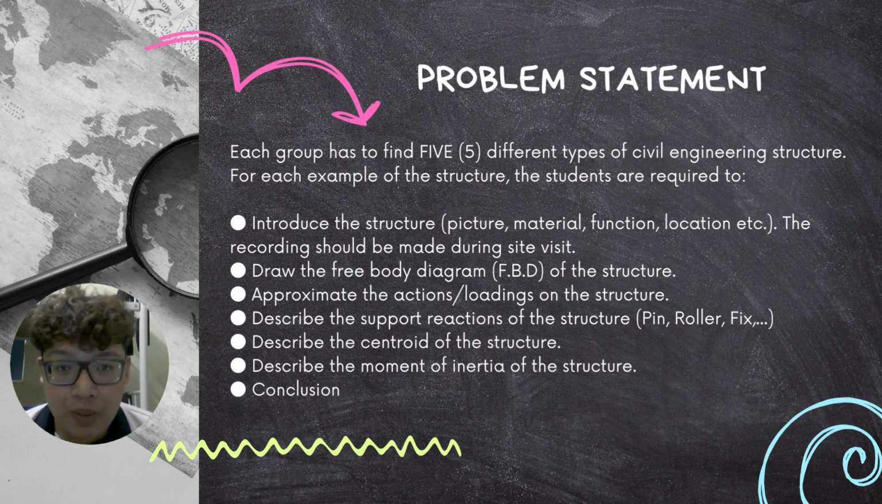I'm going to tell about the problem statement. Each group has to find 5 different types of civil engineering structure. For each example of the structure, the students are required to introduce the structure, picture, material, function, and location. The recording should be made during the site visit.